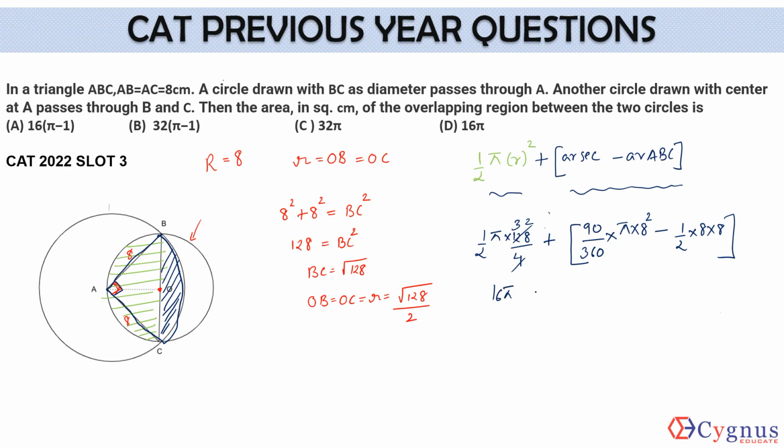So I'll get 16 pi here plus 90 by 360 will be 1 by 4. 64 by 4, that is 16 pi, minus 8 into 8 is 64. 64 by 2 is what? 32. So effectively, I get how much? 32 pi minus 32. If you take 32 common, the answer has to be what? 32 into pi minus 1. This has to be the area of the overlapping region between the two circles.